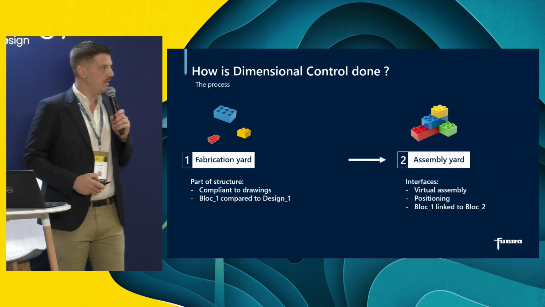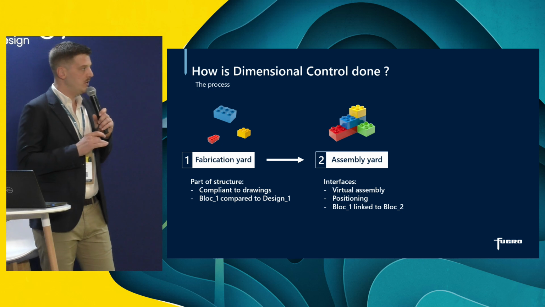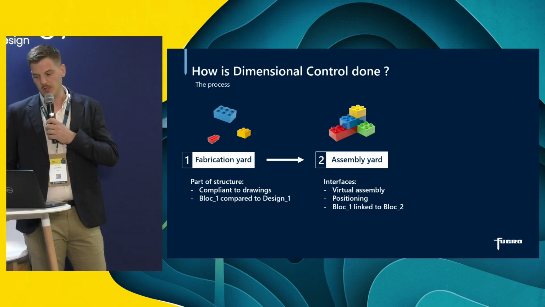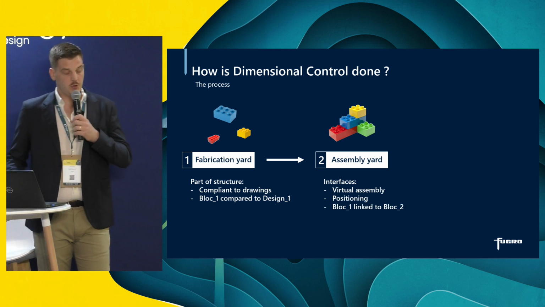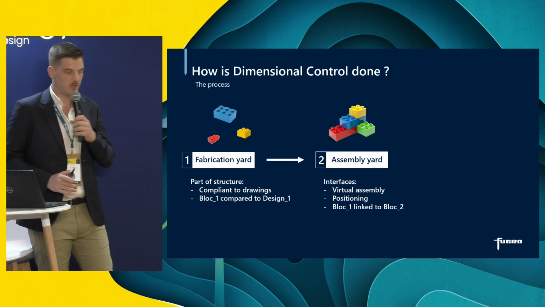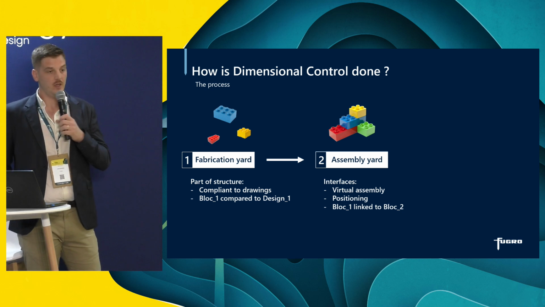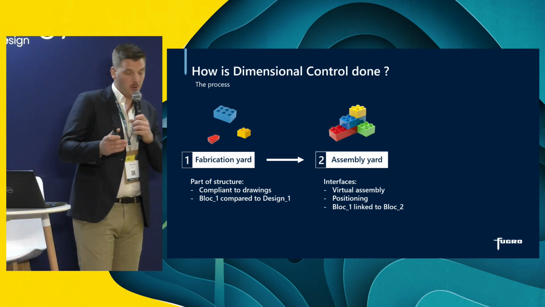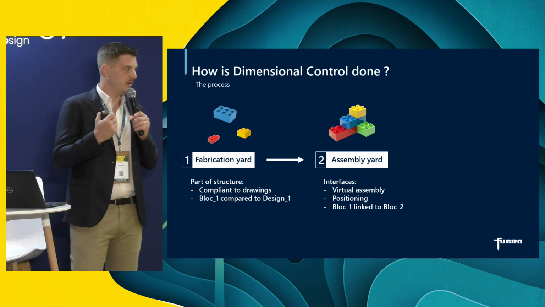At the assembly yard, here we focus on interfaces. Please note that this is also something that we can do prior to the assembly yard by doing a virtual fit, for example, during the fabrication yard part, and also during the assembly. At this stage, we control block positions, which can be performed by classical survey or even real-time positioning. It goes by pre-weld survey, also post-weld survey. Here, block 1 is linked to block 2.